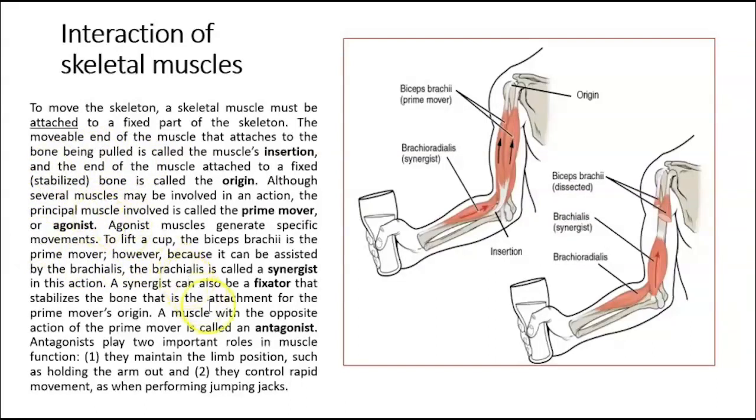The biceps is going to be an agonist muscle. The triceps on the back of your arm is going to be an antagonist because it's going to do the opposite of what these muscles are going to do. When some groups contract, the other muscles relax.